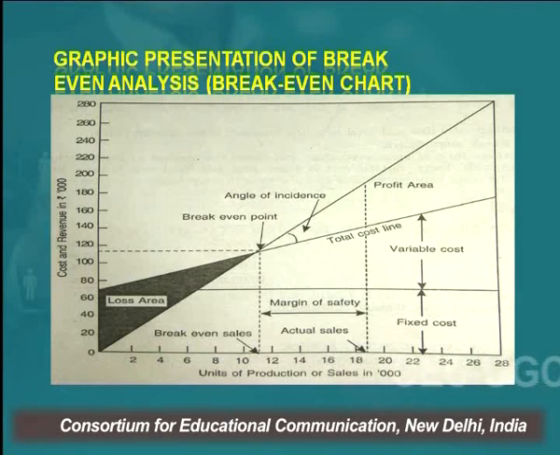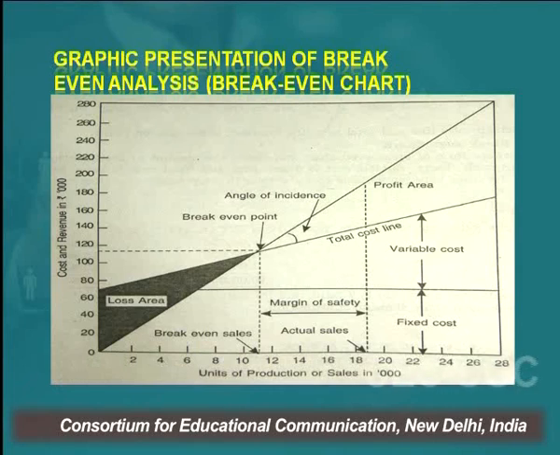So the total cost line is the sum of the fixed cost and the variable cost. What we have drawn is, first the fixed cost line, then the total cost line. Now the third important line which you can see on this graph is the sales line, which I will call total revenue. The total revenue line starts from 0. That is, when you are not producing at all, when you are not selling, your sales revenue is 0.